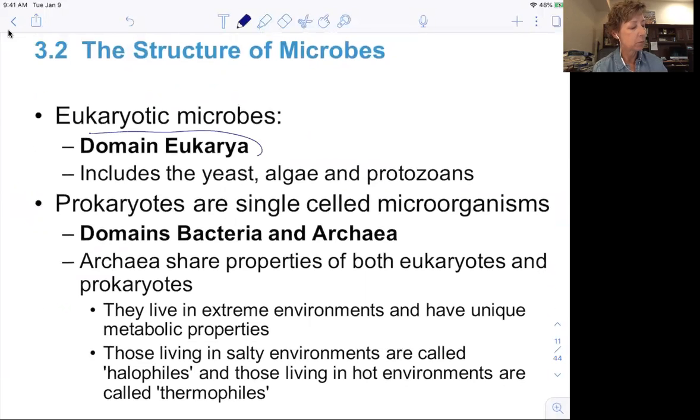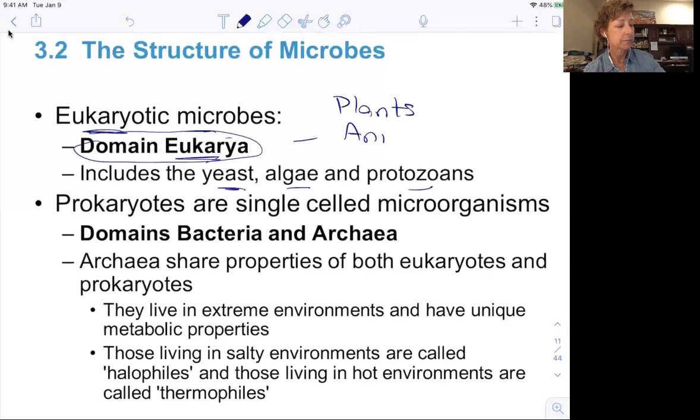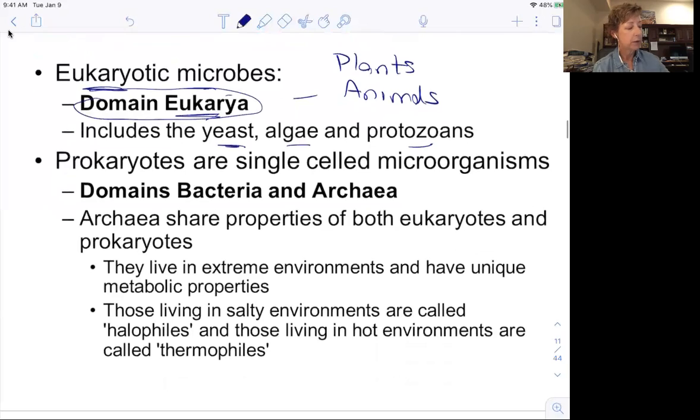So the big domain that we're familiar with is the domain Eukarya, which are all eukaryotic microbes or organisms. So in the microbial world, they include the yeast, the algae, and the protozoa, but also in this group, not microorganisms, we'd also include the plants and the animals. Then prokaryotes are actually two domains. There's one group that we're familiar with, the bacteria, but this other group, the archaea, are very interesting because they're found in very unusual or extreme environments. So archaea share properties of both eukaryotes and prokaryotes. So evolutionarily, they're sort of a middle branch, I guess, in terms of cellular structure.